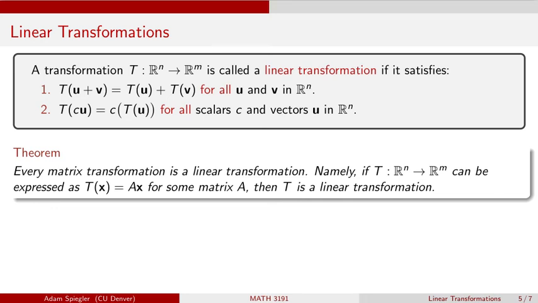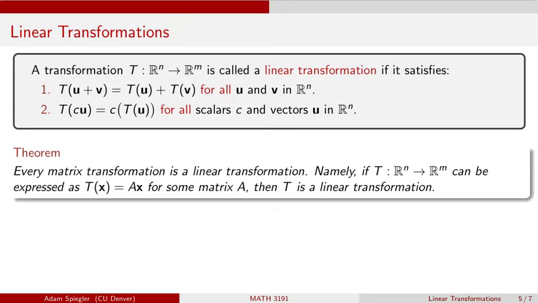And this leads to a very nice theorem that says every matrix transformation is a linear transformation. And we'll take a look at the converse of this statement, namely, can we write any linear transformation as a matrix transformation? But for now, we're going just in one direction. If I have a matrix transformation, so T is mapping from Rn into Rm, and this mapping T of x is defined as multiplying matrix A times vector x.